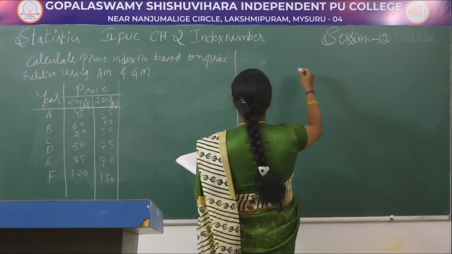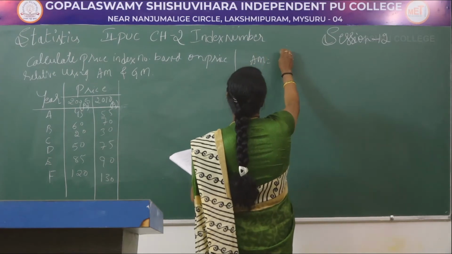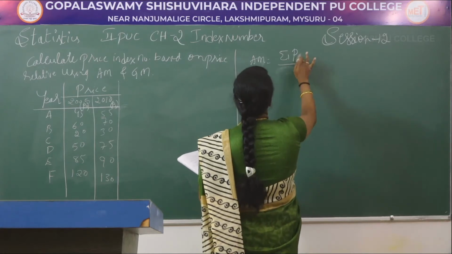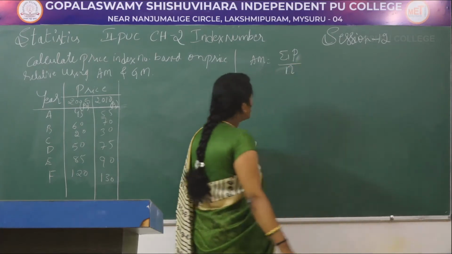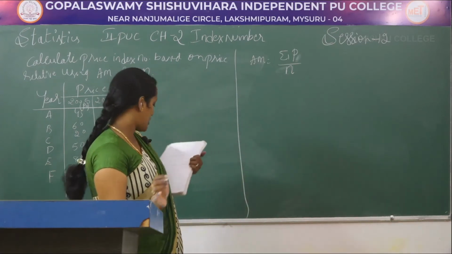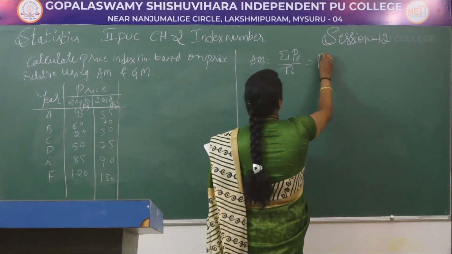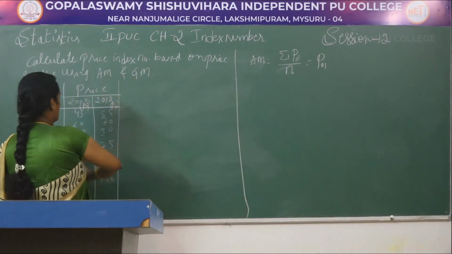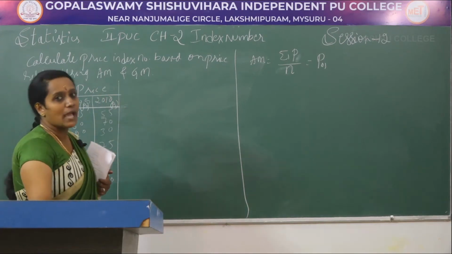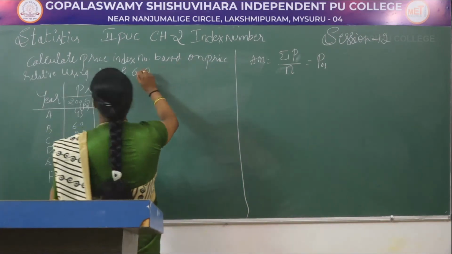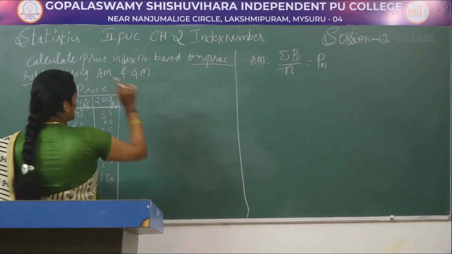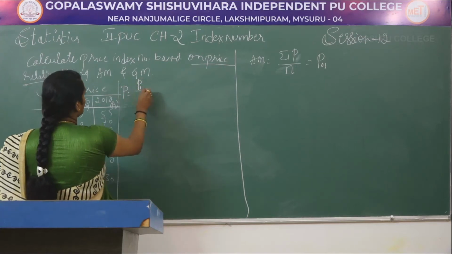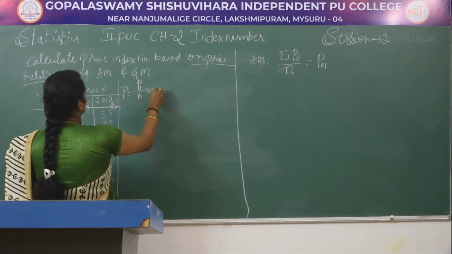To calculate AM, it is summation of P1 by summation of P divided by N. This is for the arithmetic mean. How to calculate this P01? Here there is also a capital P. So using this data, first we have to calculate the capital P value. Capital P is nothing but the price relative. That is, capital P is small p1 by p naught into 100.